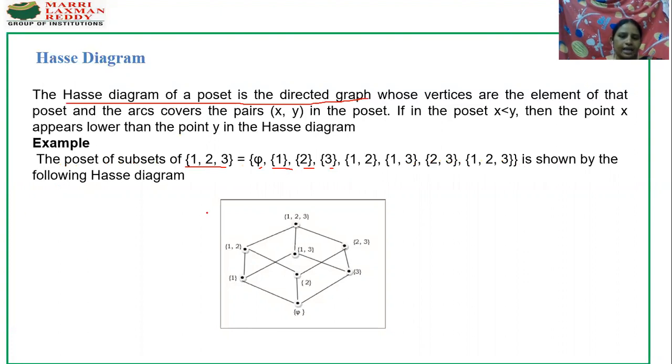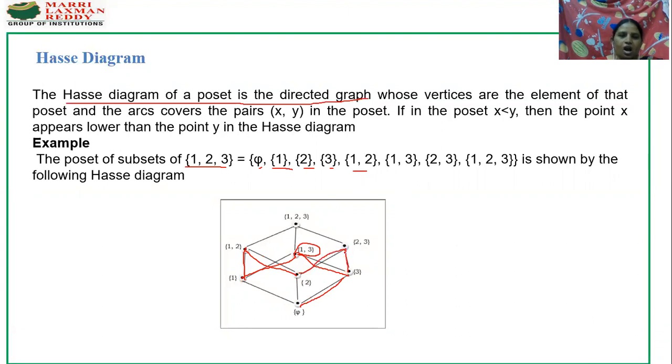How to draw the Hasse diagram? Phi is there. Phi is connected to {1}, and Phi is connected to {2}. Phi is connected to {3}. So what is the next one? {1, 2}. So 1 is there, 2 is there, so {1, 2} is connected. Again {1, 3}. So 1 is connected, then 3 is connected. So then you can write {1, 3} as a subset. {2, 3}. 2 is there, 3 is there. So {2, 3} is connected here.